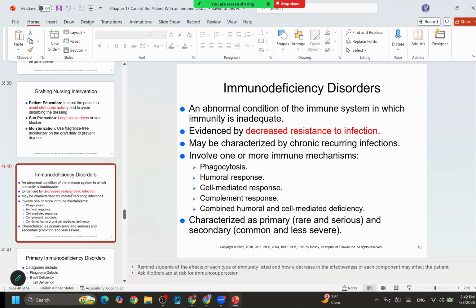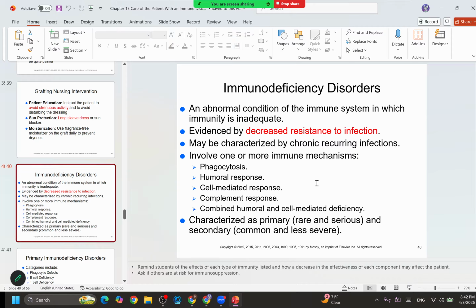All right. So this is immune deficiency disorder. That means what? The immune is low. Okay, so that's why the immune system is kind of inadequate. It's not normal like a normal person. That's why the patient usually cannot fight the infection. So that's why they get sick very easily.